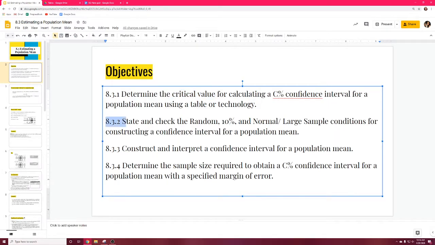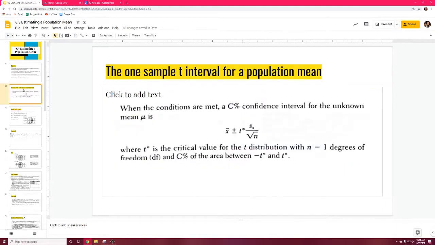And number two, state and check the random, 10%, and large sample conditions for constructing a confidence interval for a population mean. So mean is very similar to proportion. We're gonna check for conditions, but the details will be slightly different. We will show you some examples and talk about how to do that.